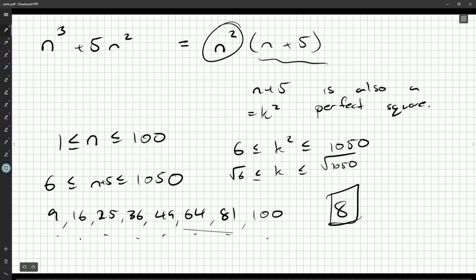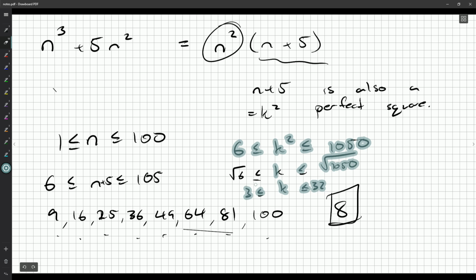But if k is an integer, then we can round. Square root of 6 is about 2.3 something, I think, so you'd round up. And square root of 1050 is 32.4, so you'd round that one down. And so I'd say, all right, how many integers are there between 3 and 32 inclusive? So that's what I'd do if it was a bigger number. It wasn't in this case. It was just 105, so I wrote them all out. So you don't need to do any of that sort of stuff.